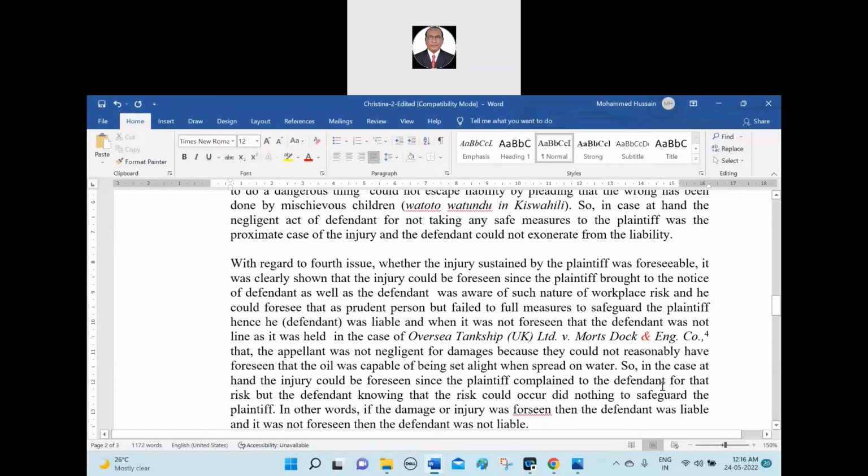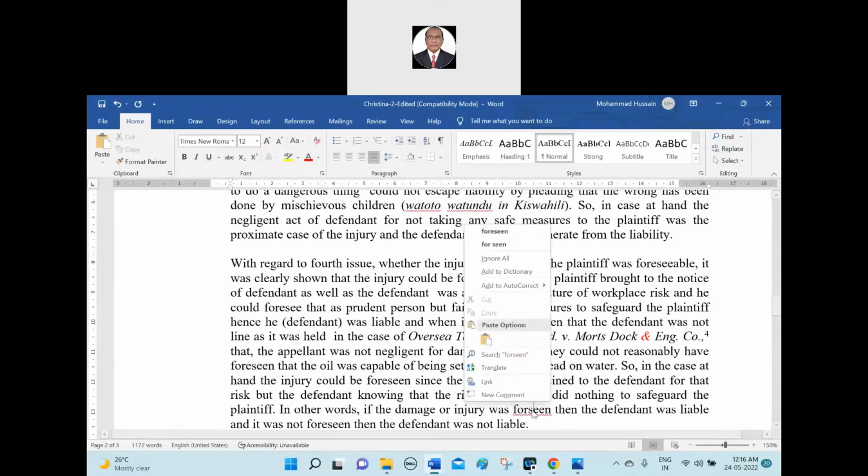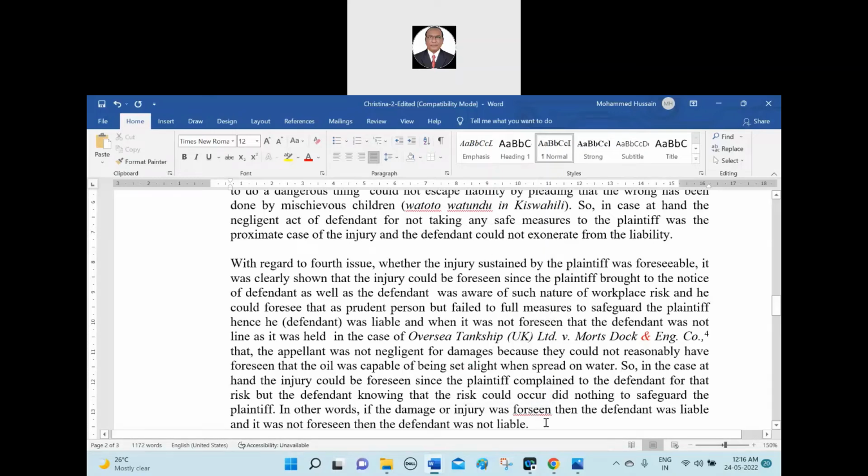In the case at hand, of course, foreseen. What is the mistake in foreseen? Can you tell me? What is the mistake here, foreseen? Anyone? What is the mistake here in foreseen? If you know it, you tell me. Otherwise, you say pass on.